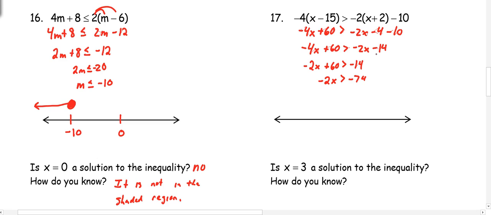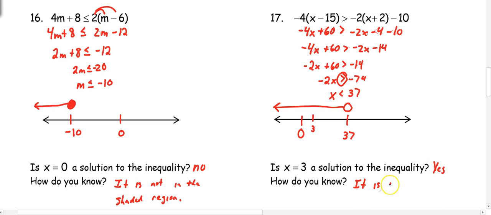When I divide by negative 2, remember yesterday, when we divide by a negative number, we have to flip our inequality signs. We have x is less than 37. So on our number line, we would have 0 somewhere on the left, 37, which is bigger than 0, and we have x is less than 37. So it's an open dot at 37, shading to the left. So is x equals 3 a solution? Well, x equals 3 would be somewhere over here, which is technically in our shaded region. So we would say yes. How do you know? It is in the shaded region.